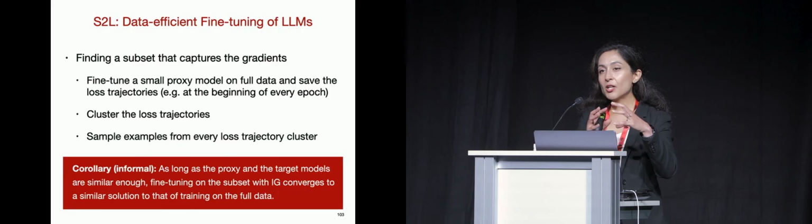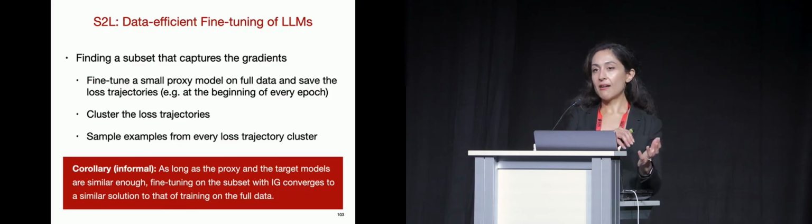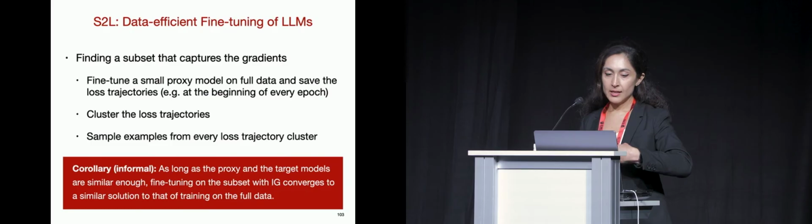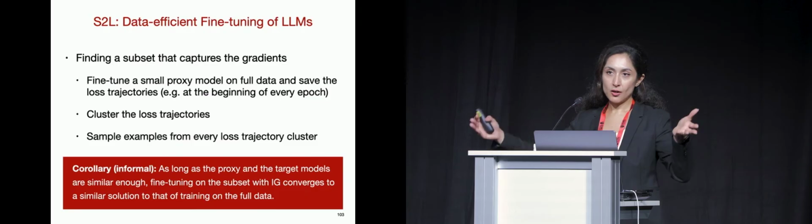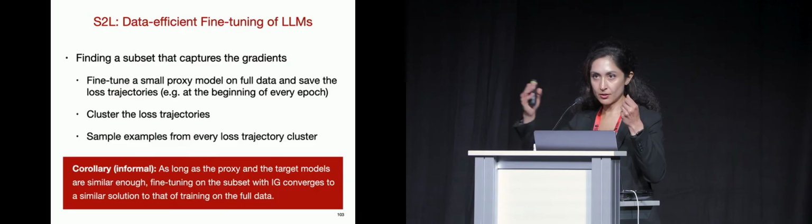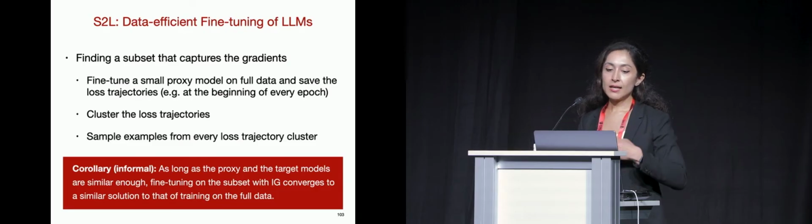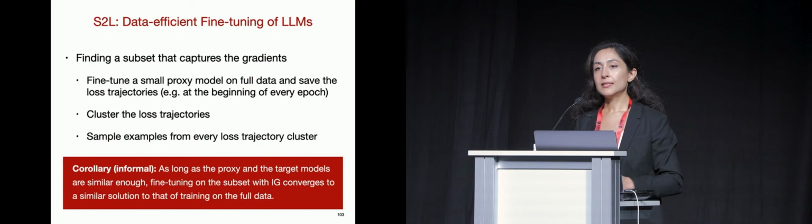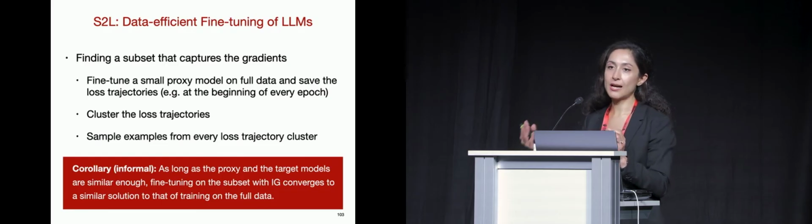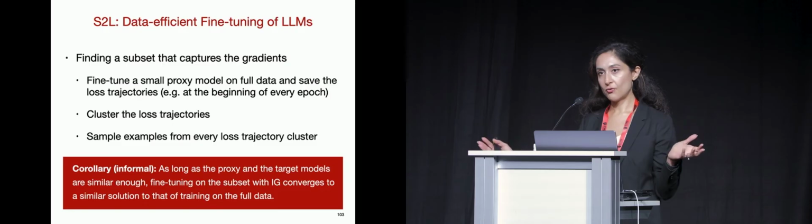And these are very similar examples in terms of the effect that they have on the model during fine-tuning. So now we can just sample from different loss trajectory clusters, and this is going to be our final subset. Now we can train the larger target model on this smaller subset that we sampled from different loss trajectory clusters, and we can have the theoretical guarantee that because we are implicitly matching the gradient of the full data during fine-tuning, our model is going to have a similar performance to fine-tuning on the full data.